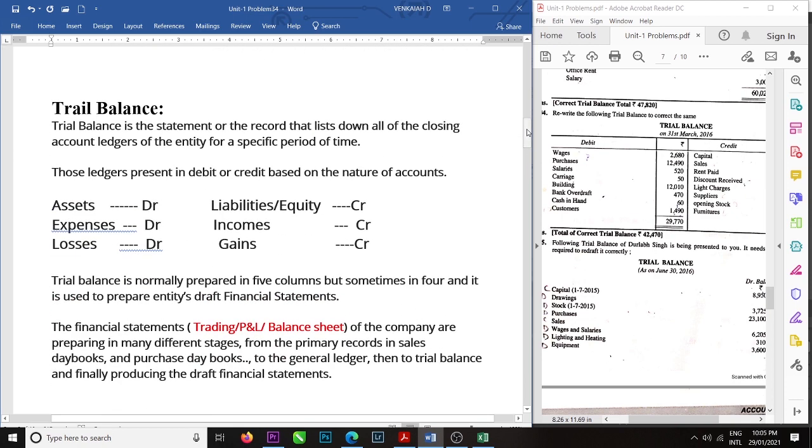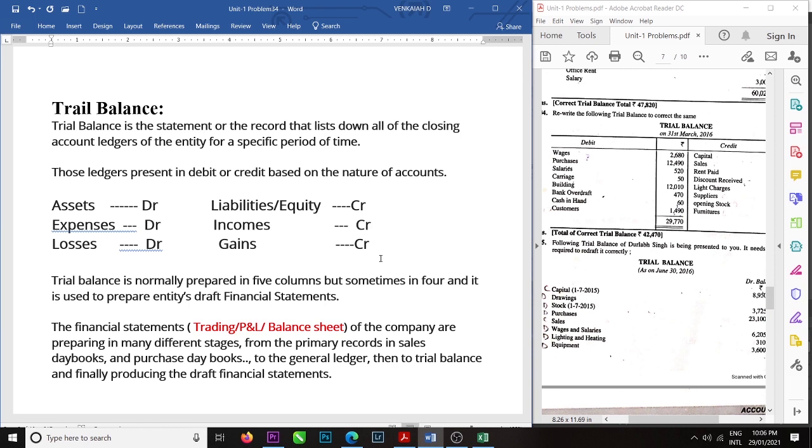Next, an important one is the trial balance. Trial balance is a statement which records all the closing ledger account balances. Trial balance has debit and credit. On the debit side of the trial balance, all ledger accounts related to assets, expenses, losses will be posted, and the balances of liabilities, equity that is capital, incomes, gains are posted on the credit side. At a specific period of time, the trial balance debit total will be equal to the credit total, because we are following which method? Can you remember that? That is the double entry accounting system.